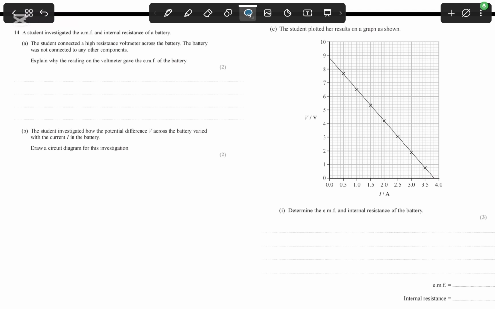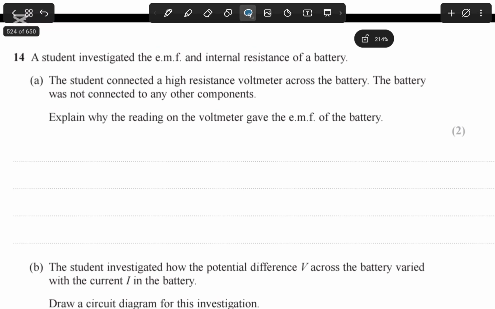We're going to be looking at question number 14. It says a student investigated the EMF and internal resistance of a battery. The student connected a high resistance voltmeter across the battery. The battery was not connected to any other components. Explain why the reading on the voltmeter gave the EMF of the battery.